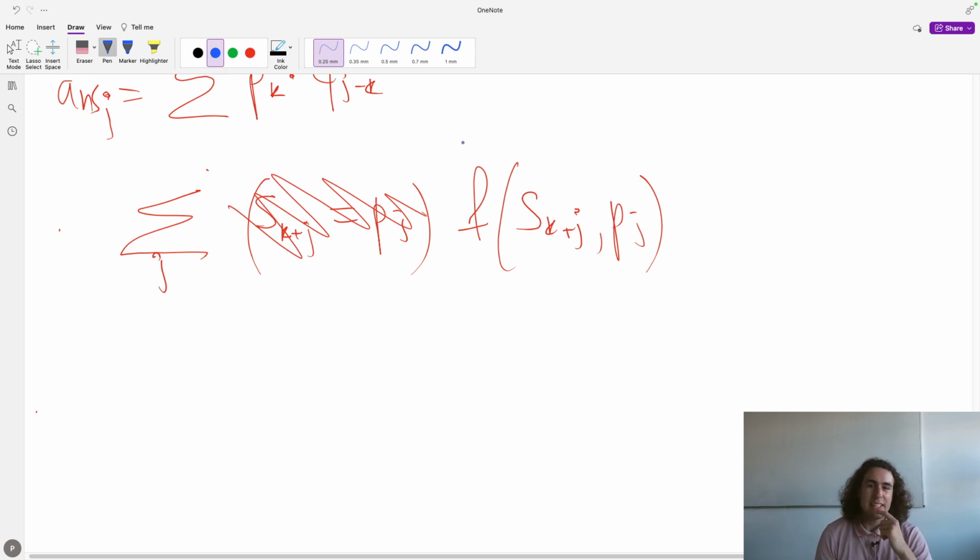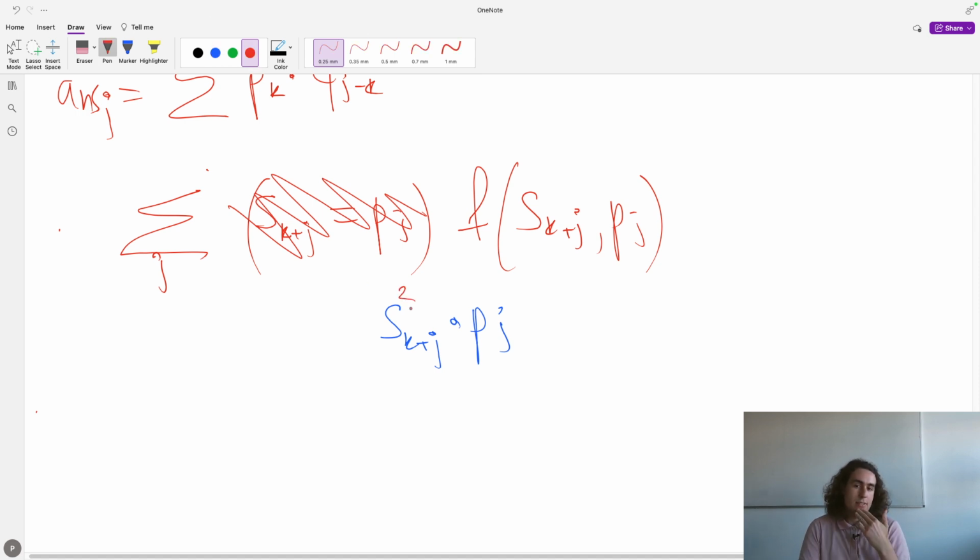What kind of functions f can I do? Obviously I can do this function, s_(k+j) times p_j, right? Product we can do. But I can do something different, right? I can square s. I can take s_(k+j) squared times p_j. For that, in the initial sequence s, I just square all the elements and then I convolve it with p. And this way I'm going to get this value, right? So this is ans_k.